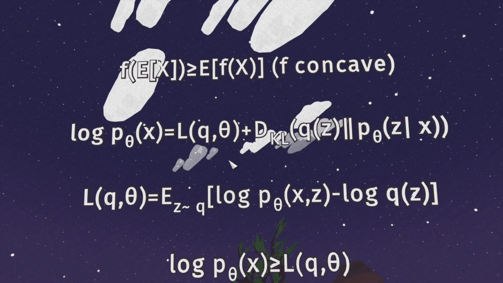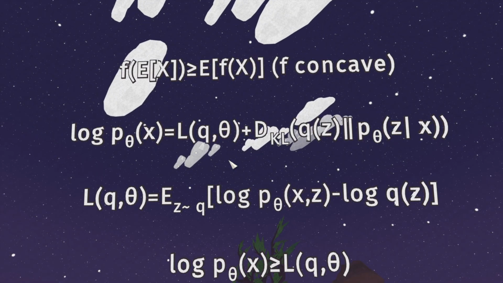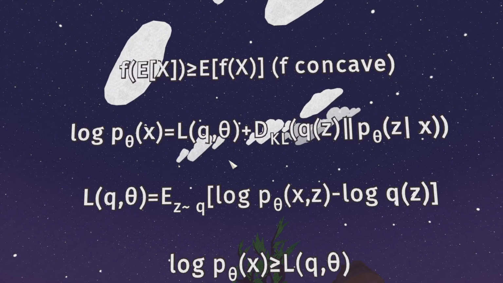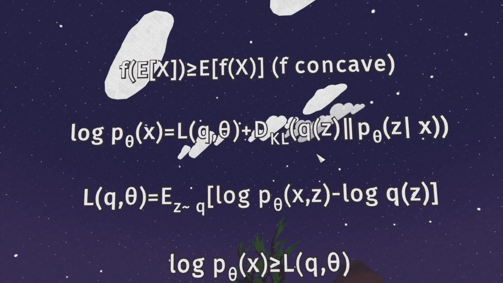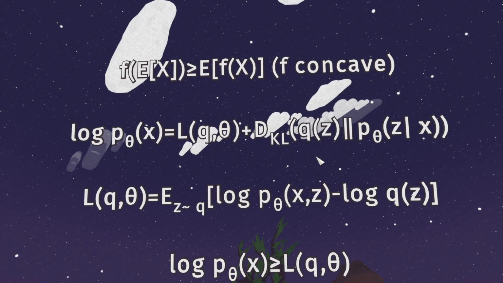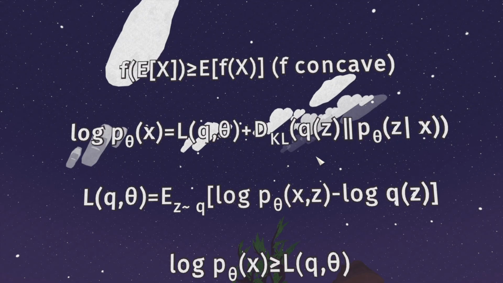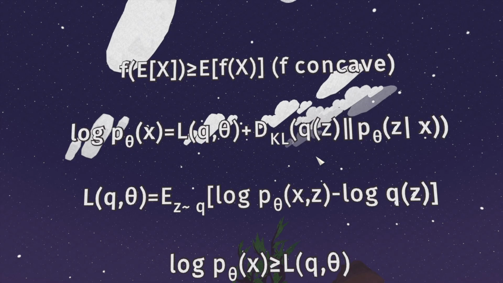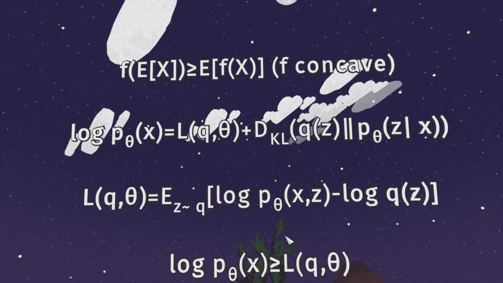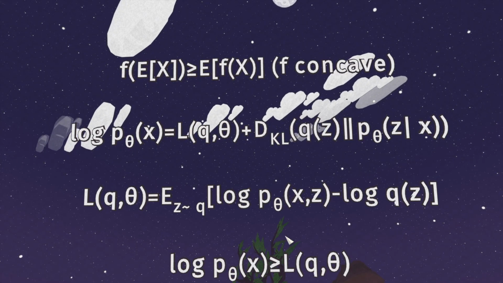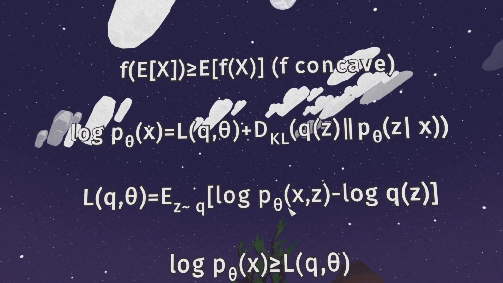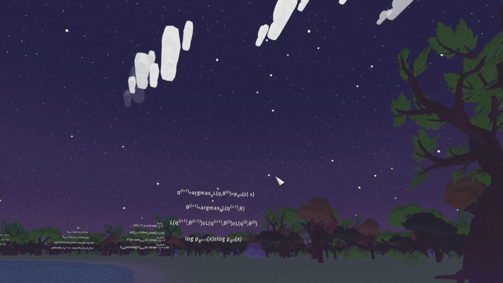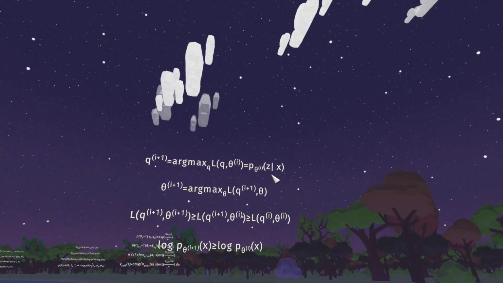For any joint density pi theta of x, z over an observation x and a latent z, and any variational density q of z with the same support, the log marginal decomposes in the way we see here. The first term is the evidence lower bound, the ELBO. The second is the KL gap between the variational q and the true posterior pi theta of z given x. Because KL is non-negative, the ELBO is a lower bound on the log evidence, and the bound is tight when q equals the true posterior.